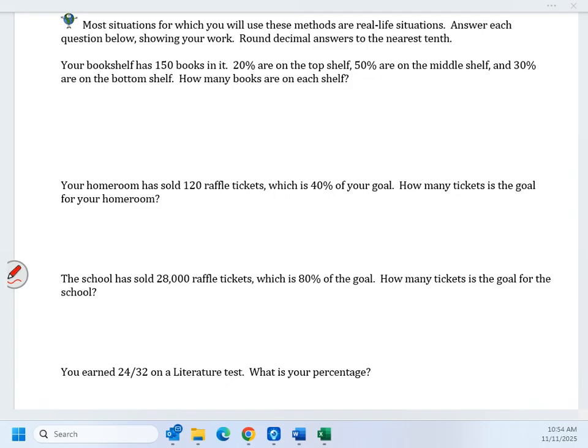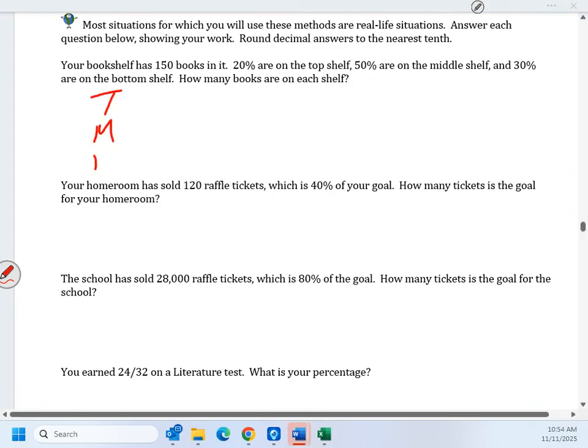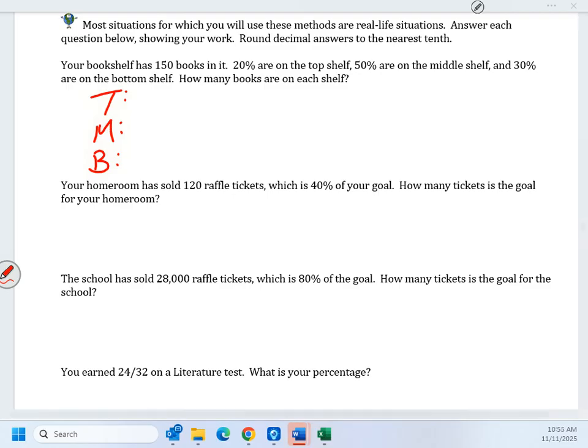So we've got top, middle, bottom. So you're going to have to do the equations for those, right? You could do equations, you could do proportions. I like to do the equation. So let's see what that looks like with the equation. If I have 150 books and 20% are on the top shelf, what does my equation look like? What calculation am I going to do? Finley: P equals 20% times 150.